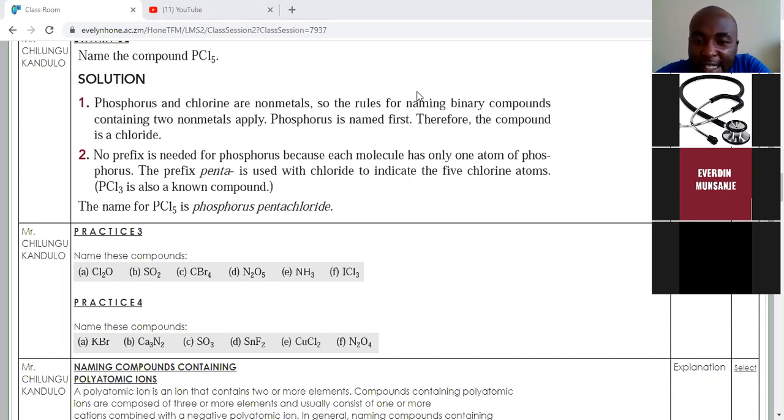Dichlorine. The chloride thing, the IDE, is only modified for the second name, for the second substance there. The first one, like chlorine, you call it chlorine. So you should just say dichlorine monoxide. Are you getting it? The IDE is on the oxide. But the chlorine, since it is the first name, you don't modify it to end with IDE. Are you getting it?